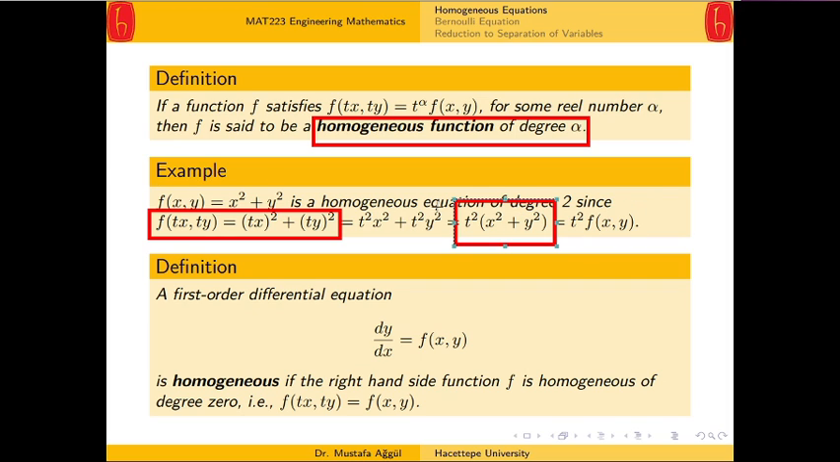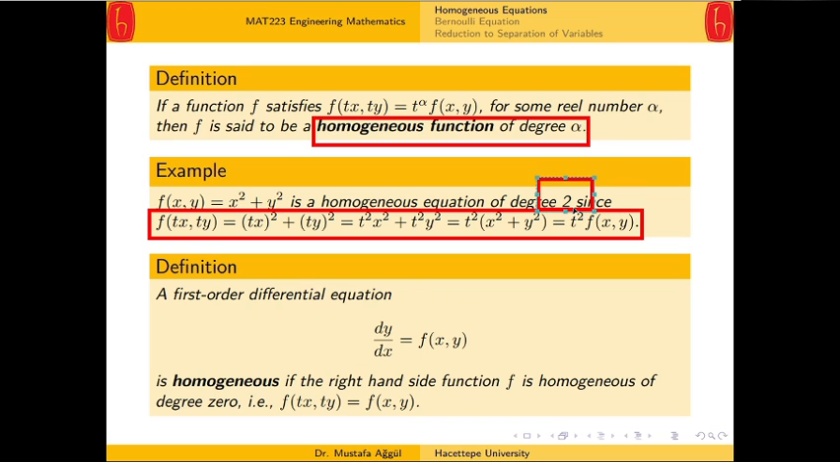F of x comma y, so we substitute it there. This basically means we started with t times the inputs, and we end up with t squared times the function value at the original input. So this means we have a homogeneous function. Its degree is equal to 2 because we raise the power 2 on t. Okay, so this is an example.